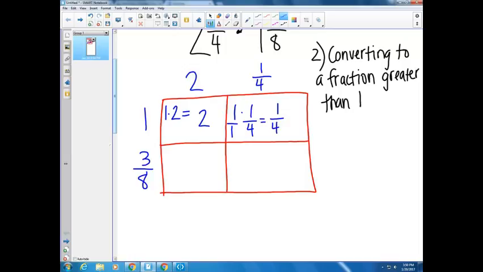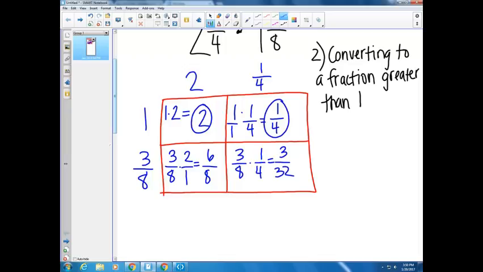Moving to the bottom left, 3/8 times 2, again over 1 because it is a whole number. 3 times 2 gives me 6. 8 times 1 gives me 8. And we're left with 3/8 times 1/4 to get 3 over 32. So right now we have these 4 parts that we've multiplied, and we now need to add up those guts, add up the insides to find our final product.